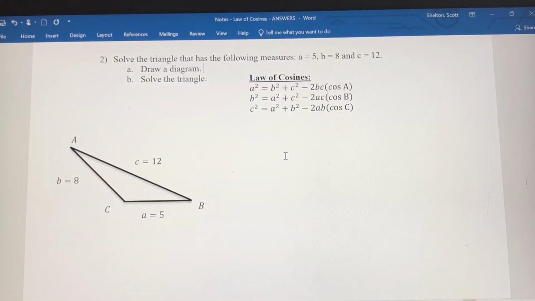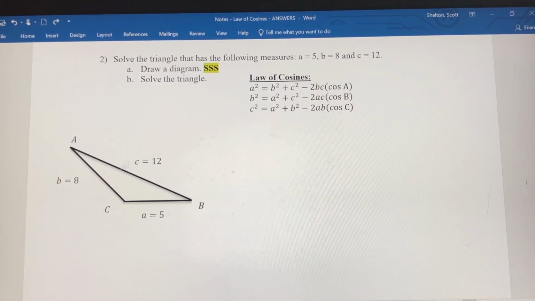This video is going to allow us to solve an oblique triangle where all three sides are given. We're given side A, side B, and side C. So when the information is given in the order of side, side, side, we have to use law of cosines.